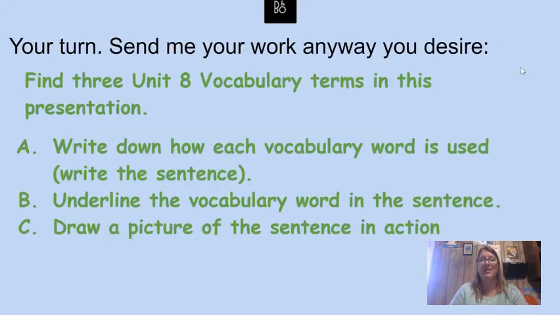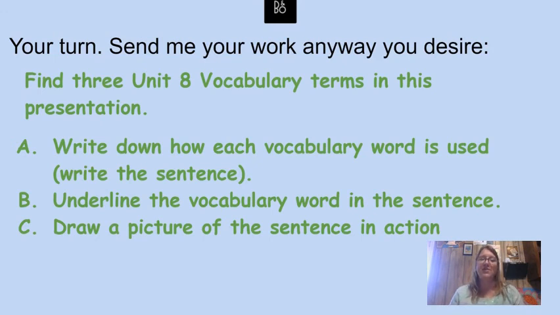So, your turn. I want you to take this work and connect it to Unit 8 vocabulary terms. The slide deck is on my PowerSchool learning page, so you can get to it easily there. I want you to find three Unit 8 vocabulary terms that I have used or you have seen in this teaching presentation. And this is what I want you to do with them. I want you to write down how each vocabulary word is used. So write the word down and then write out the sentence that either I said or that you read in this presentation. Underline the vocabulary word in the sentence and then draw a picture of that sentence in action.